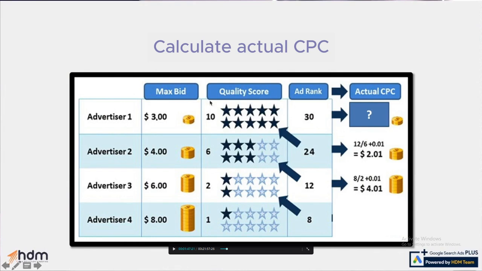Now, suppose, kids, if you were an advertiser 1 and someone clicked on you, how much should it have reduced? Again, how much is your lower ad rank? 24 divided by your quality score, divided by 10. How much does it become? 2.4 plus 1 cent.